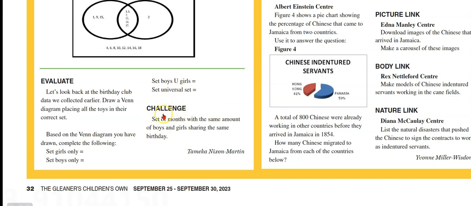The challenge here: the set of months with the same amount of boys and girls sharing the same number of birthdays or the same birthdays. So that's the challenge. You can work out the set of the months with the same amount of boys and girls sharing the same birthdays.